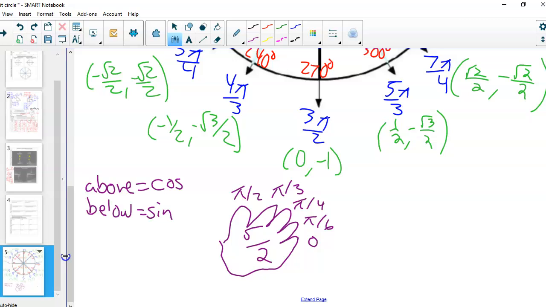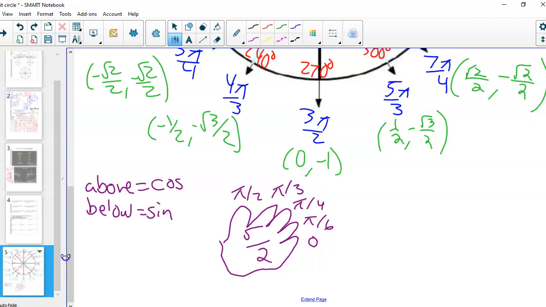For your ring finger, how many fingers are above? 3. So if we put 3 in here, we get the square root of 3 over 2. So the cosine of pi over 6 is square root of 3 over 2. How many fingers are below? 1. So if we put 1 in here, we get 1/2. So the sine of pi over 6 is 1/2.